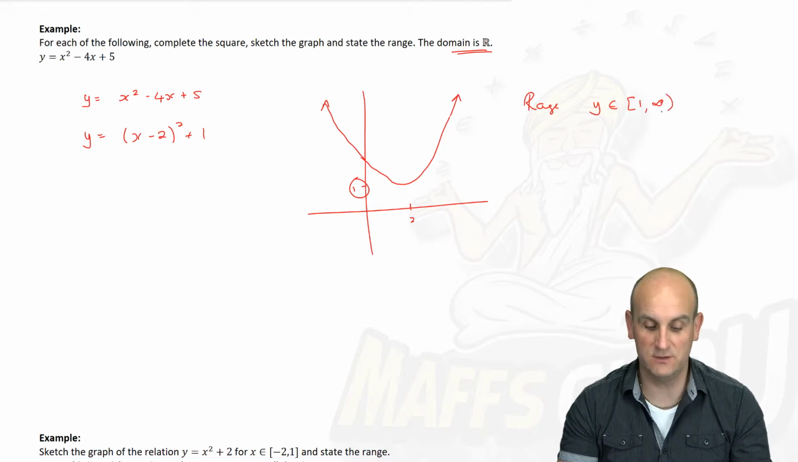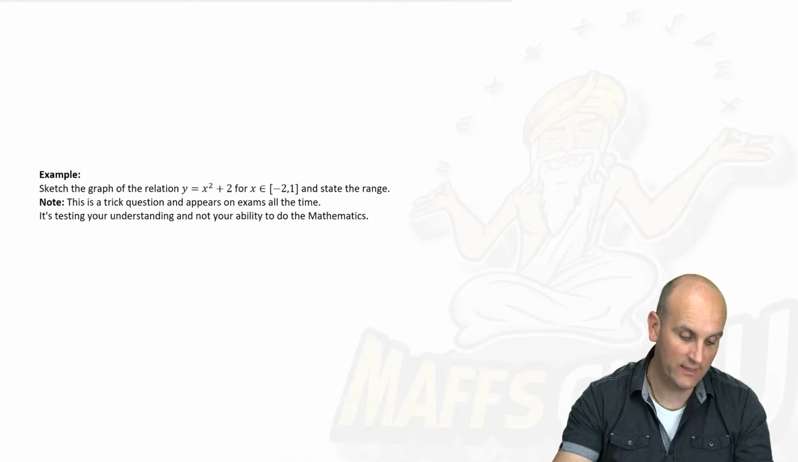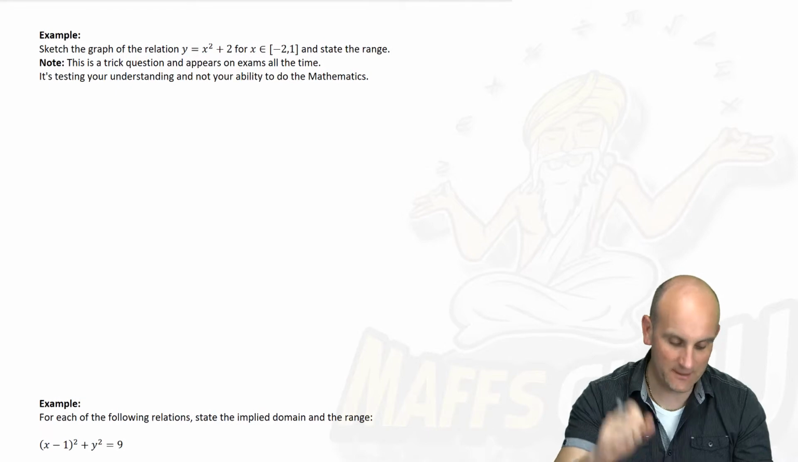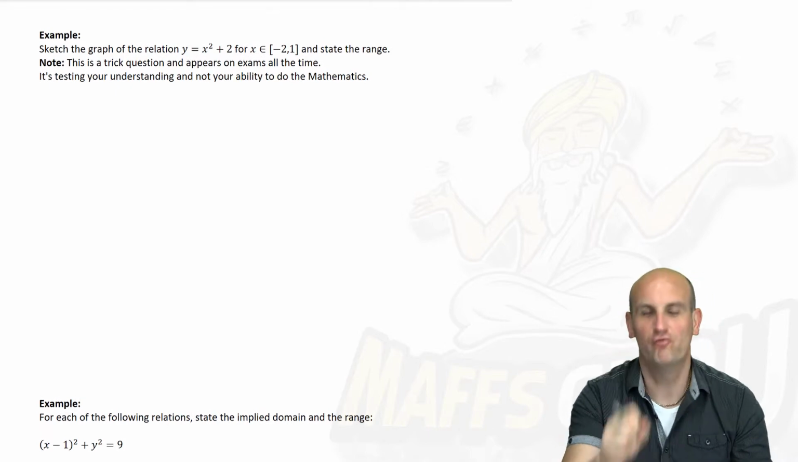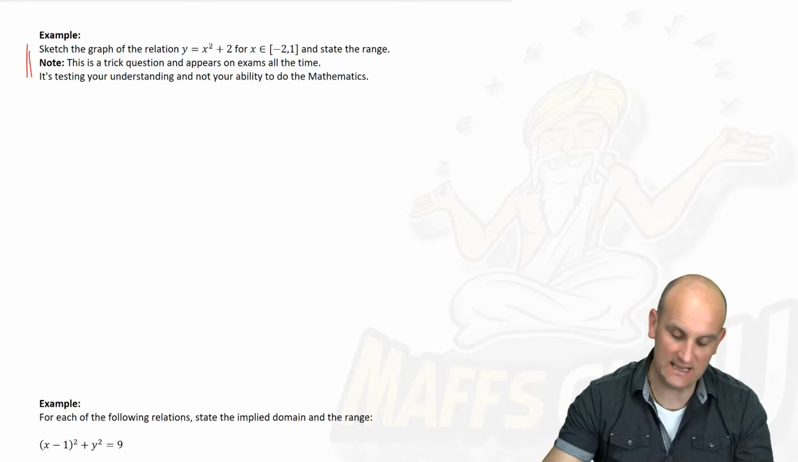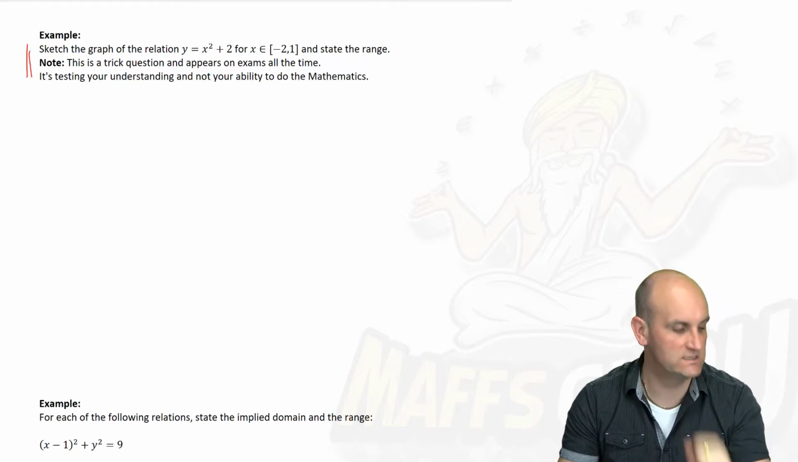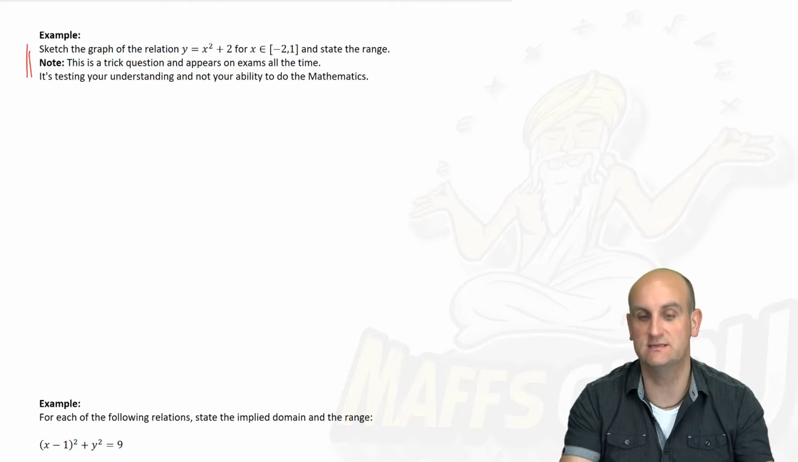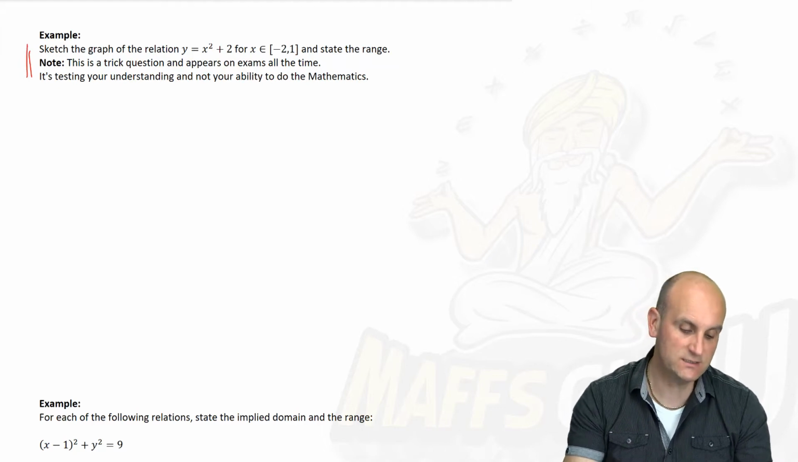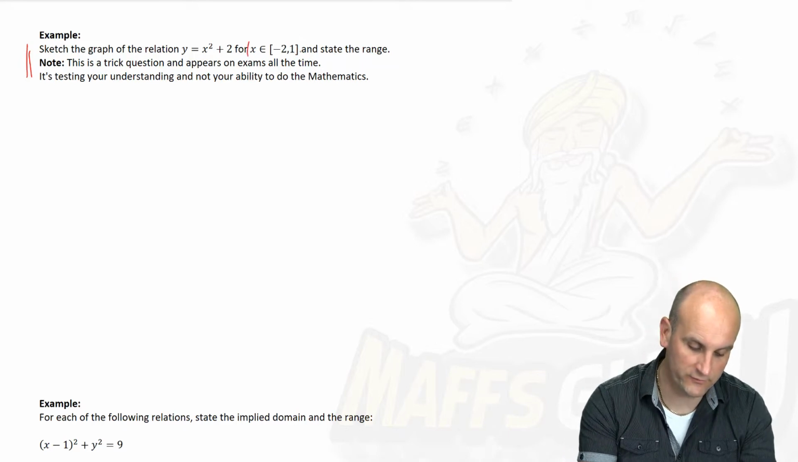Hopefully you didn't find that too difficult, but the reason we completed the square was to help us find that lowest value. But then maths, being a trick, really does try and throw a spanner in. I can guarantee you that in any exam you do, there will always be one of these questions, and I know it's in VCAA every single year. It tests your understanding. So, sketch the graph of the relation y equals x squared plus 2 for, hold on a moment, what's this guff?